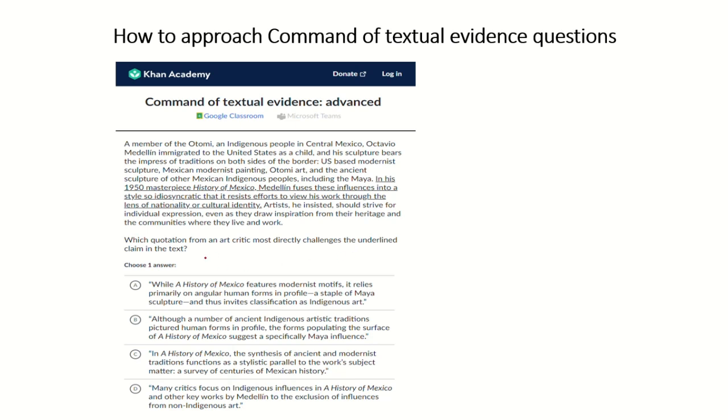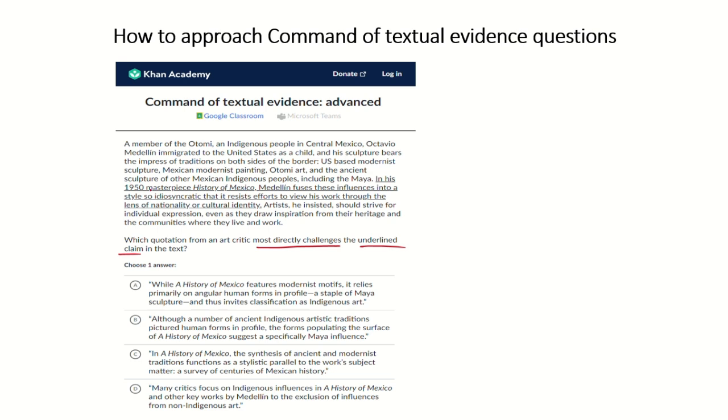In order to answer this question, we need to understand what is asked. The question says, which of the answer choices most directly challenges the underlined claim in the text? So it's basically asking which of the answer choices weakens the hypothesis, right? The underlined text claim refers to the hypothesis. So what is this hypothesis? What is this underlined claim?